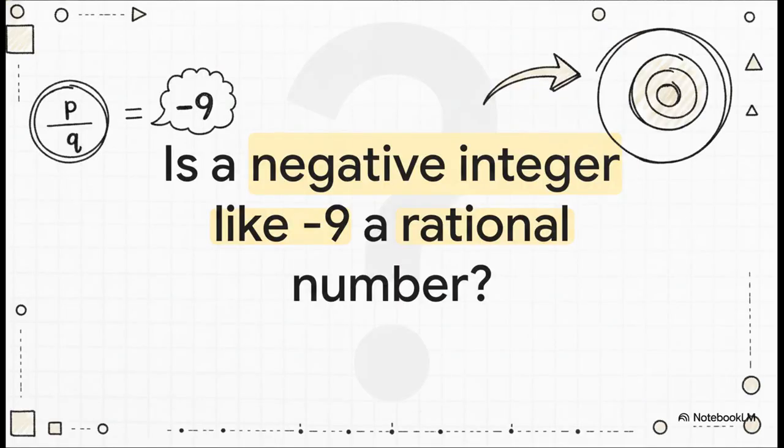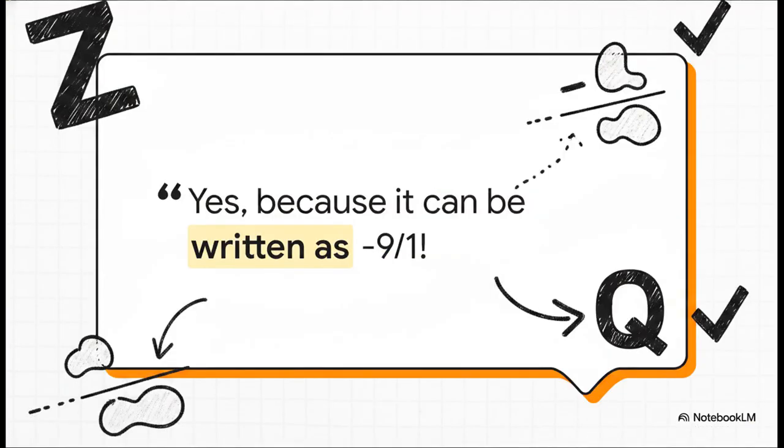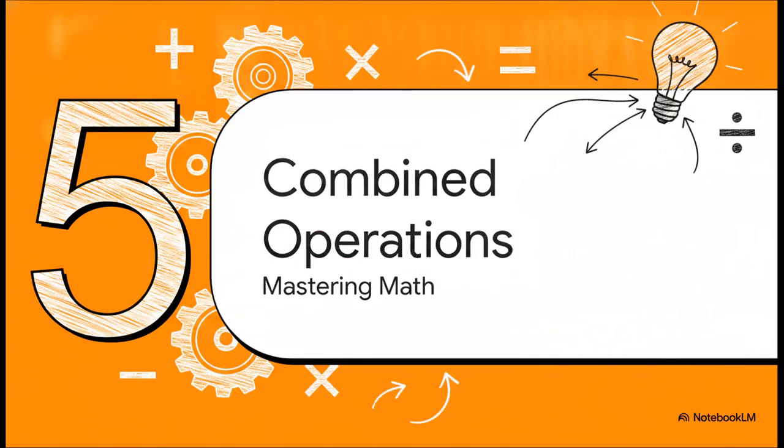Now, that definition brings up a kind of fascinating question about those integer building blocks we talked about earlier. Based on that p over q rule, is a negative whole integer, like negative 9, actually considered a rational number? Think about that for a second. The answer, absolutely yes, it totally is. Because an integer like negative 9 can simply be written as a fraction, negative 9 over 1. The p is negative 9, and the q is 1. And since 1 definitely isn't 0, it effortlessly fits our rational number rule. Pretty cool, right? Okay, final stretch.